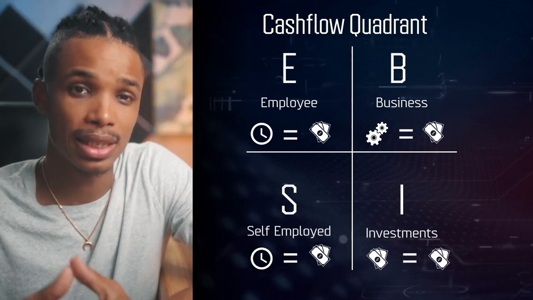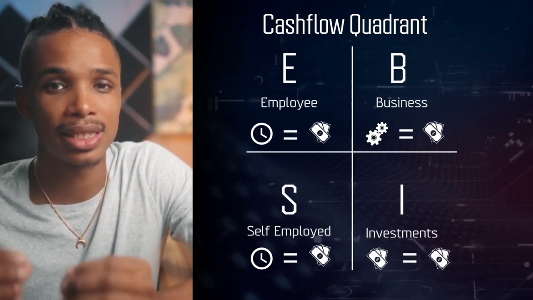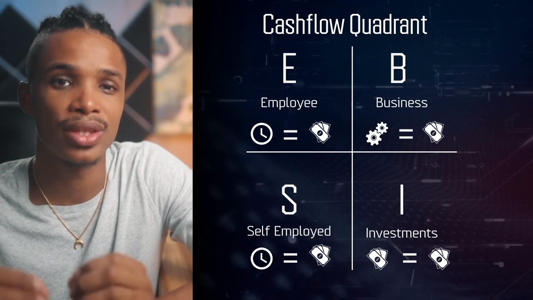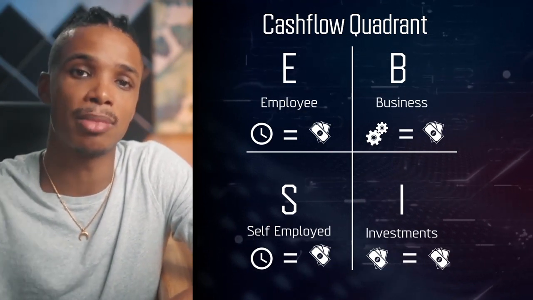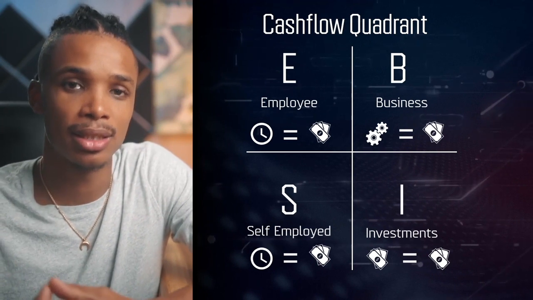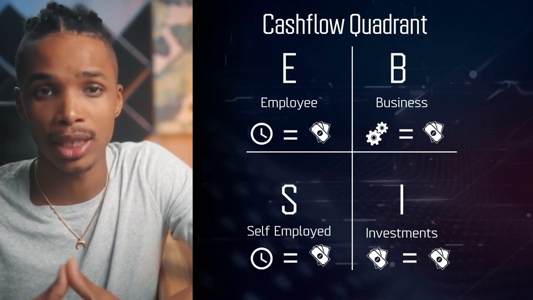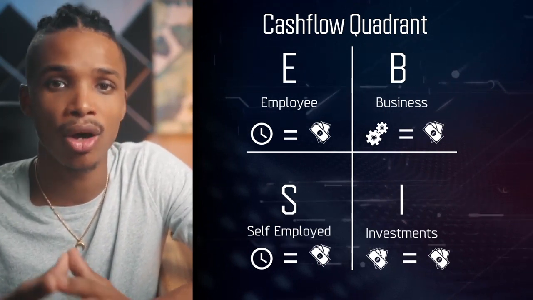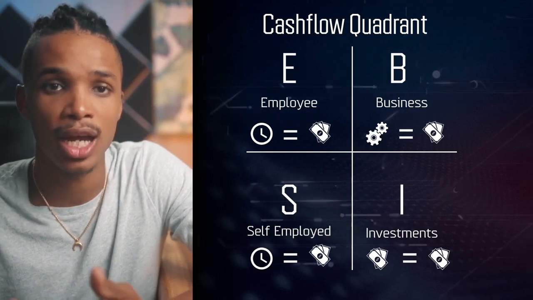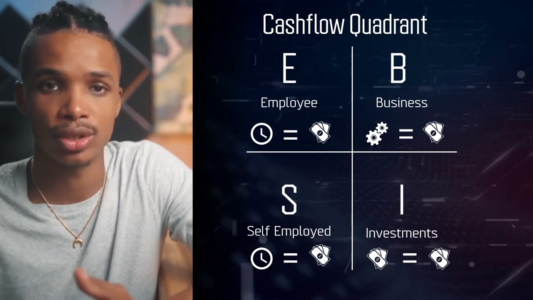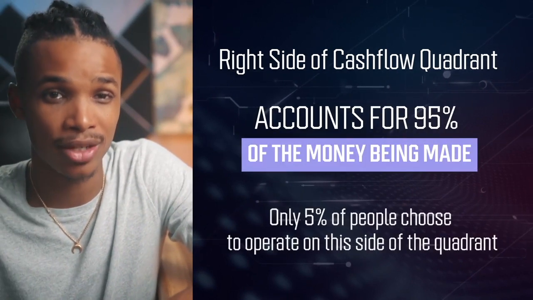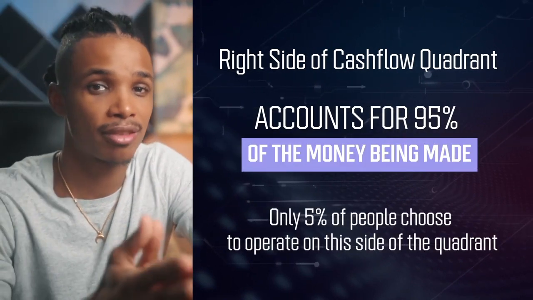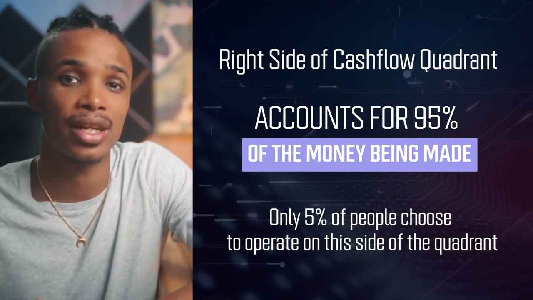B for business is a system that has been designed to make you money with as much automation as possible. Basically, having systems make you income. Investments is making money work for money by owning an asset, other things that increase in value over time, or something that generates returns. The right side of the quadrant accounts for 95% of the money being made in our world. However, only 5% of people choose to operate on this side of the quadrant.